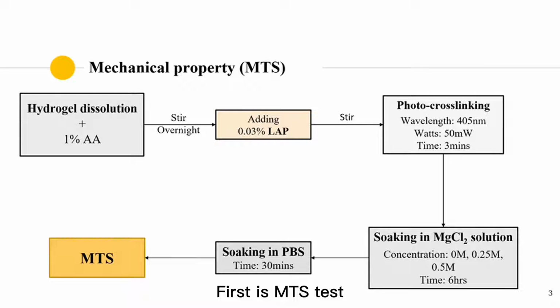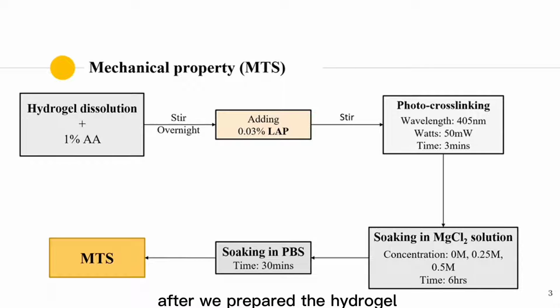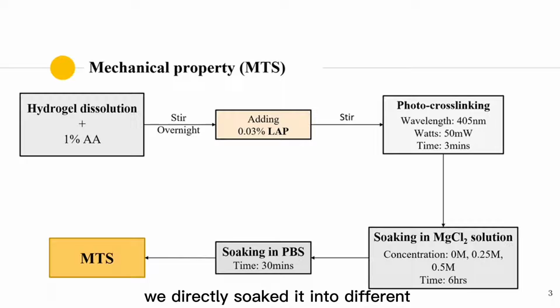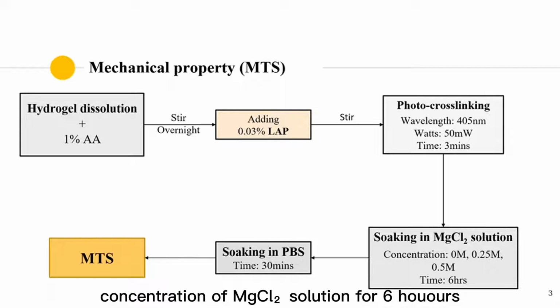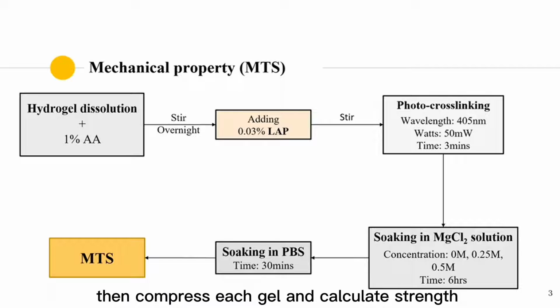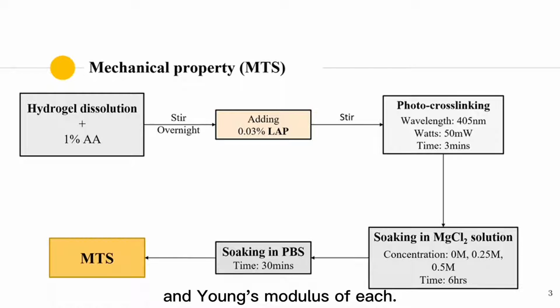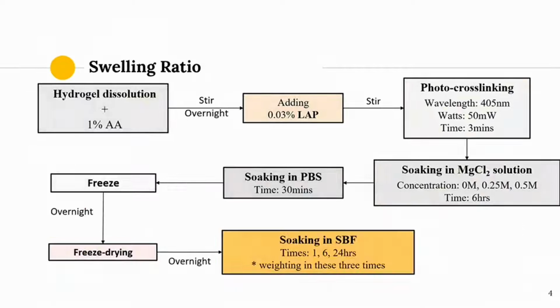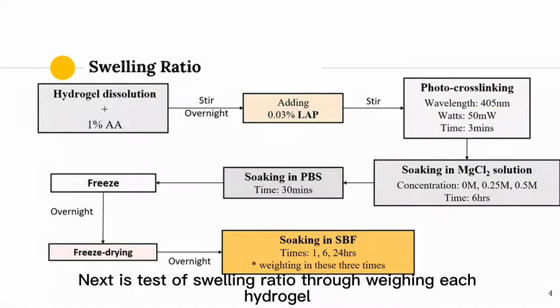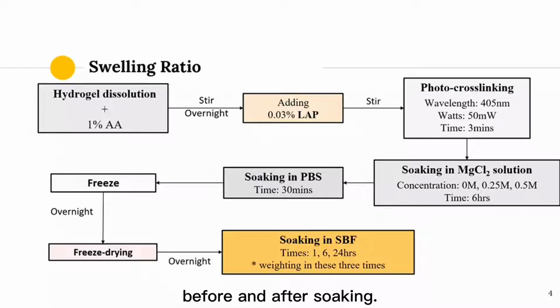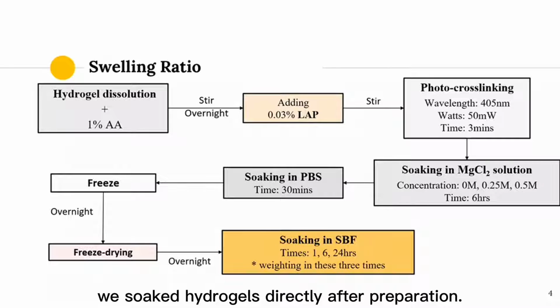First is MTS test. After we prepare the hydrogel, we directly soak it into different concentration of MgCl2 solution for 6 hours, then compress its gel and calculate strength and Young modulus of each. Next is test of swelling ratio through weighing each hydrogel before and after soaking. As a step of MTS test, we soak hydrogel directly after preparation.